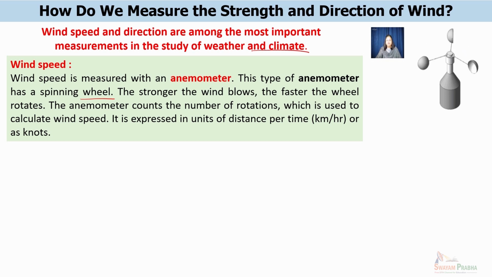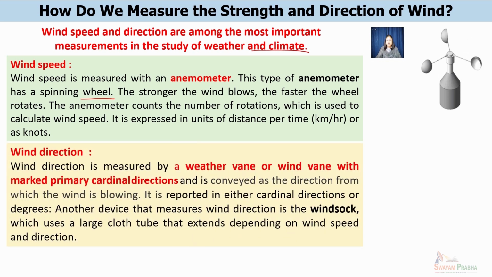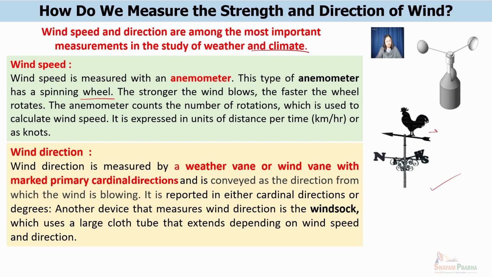Besides wind speed, the wind direction is measured by a weather vane or wind vane with the primary cardinal directions marked on it. So this is a weather vane. Just observe the marked cardinal directions, north, south, east, west, and it conveys the direction from which the wind is blowing. It is reported in either cardinal directions or simply in degrees also.